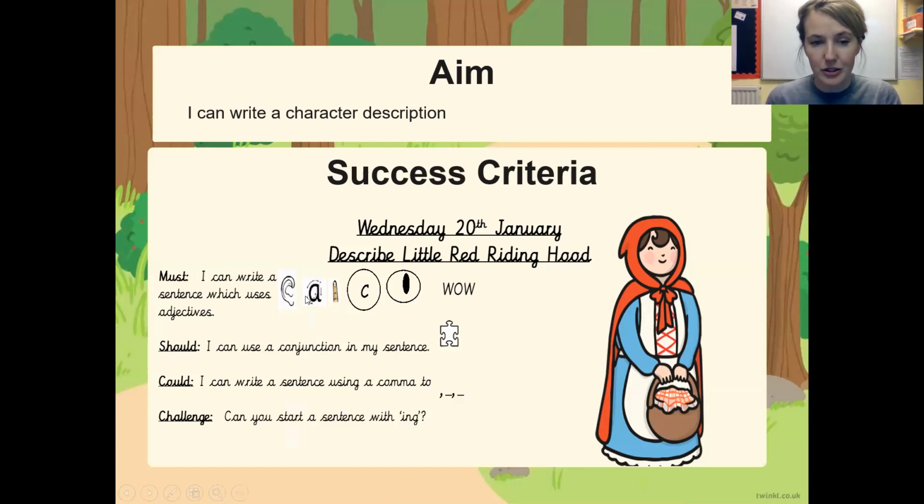So you must use capital letters. This is the capital letter sign here, look, full stops, finger spaces. Don't forget the most important thing, to listen to the sounds. This one here is make sure your writing is super neat today. And I'm looking for you to use adjectives in your writing to make it descriptive, of course, because we're writing a character description.